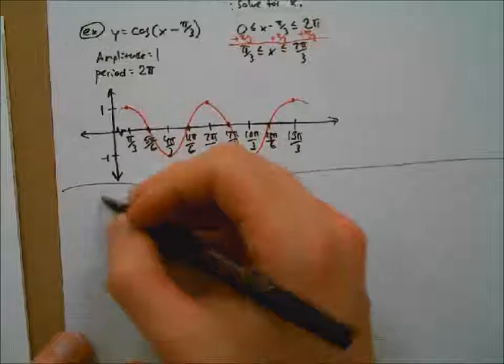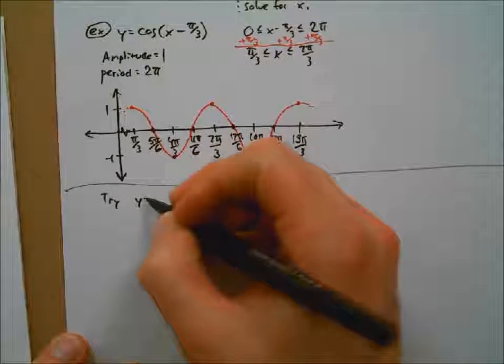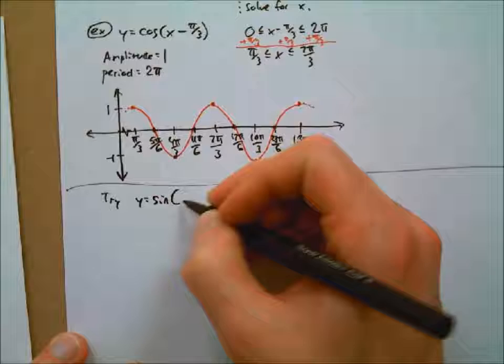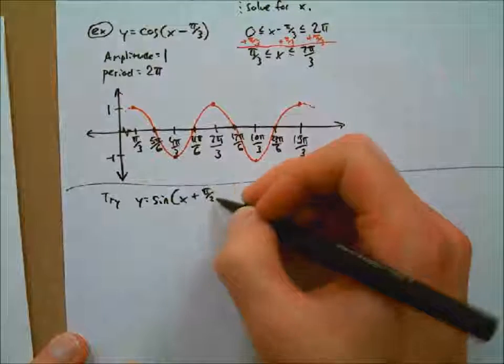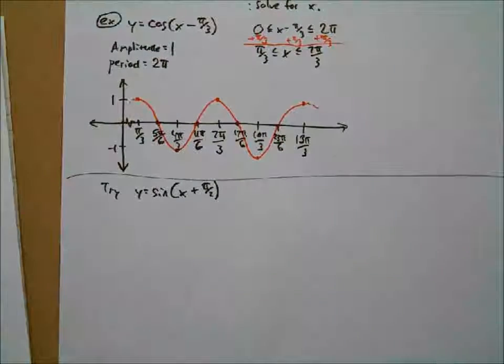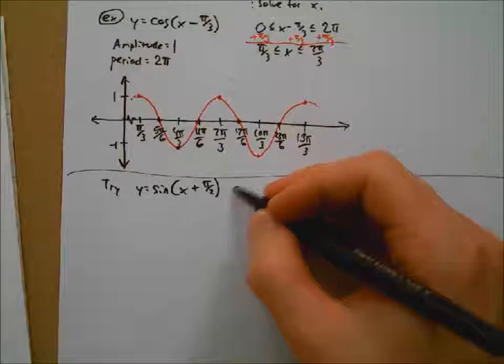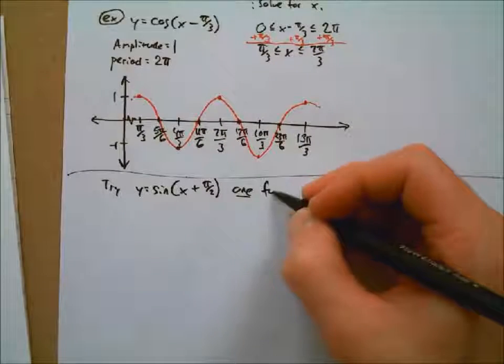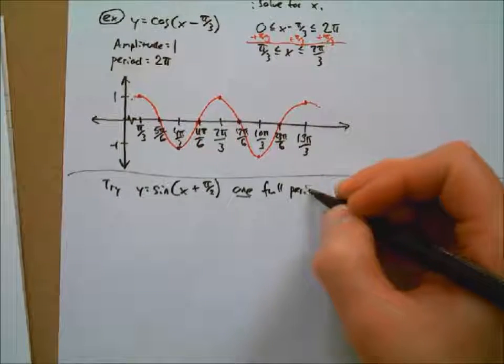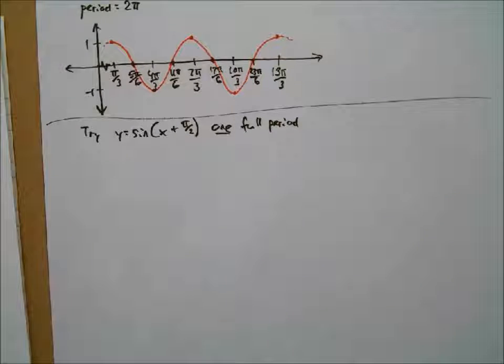All right, so you guys try y equals the sine of x plus pi over 2. Okay, and just do one full period. One full period. You don't do the entire thing, just one full period there is fine.